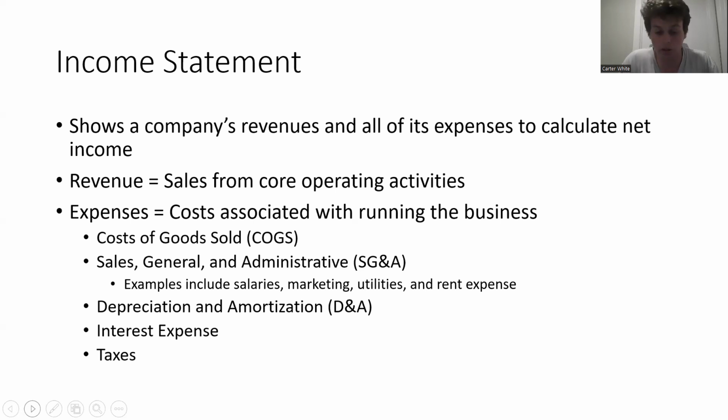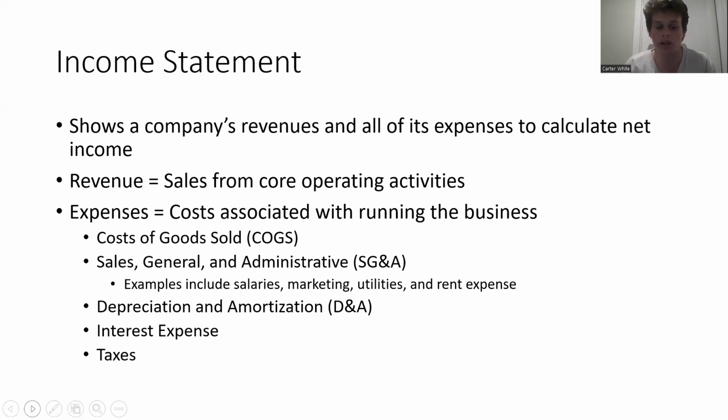Sales, general and administrative, SG&A, is less direct, right? Where COGS is more a variable cost. If you take microeconomics, SG&A is a fixed cost. It really shouldn't change when your revenue is fluctuating. This could be salaries for management or marketing expenses, utilities like electricity, or a rent expense. These are all examples of SG&A.